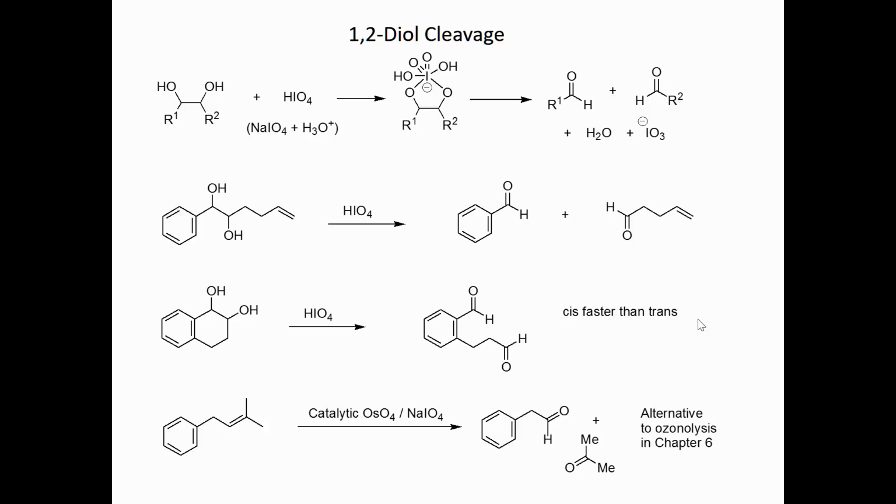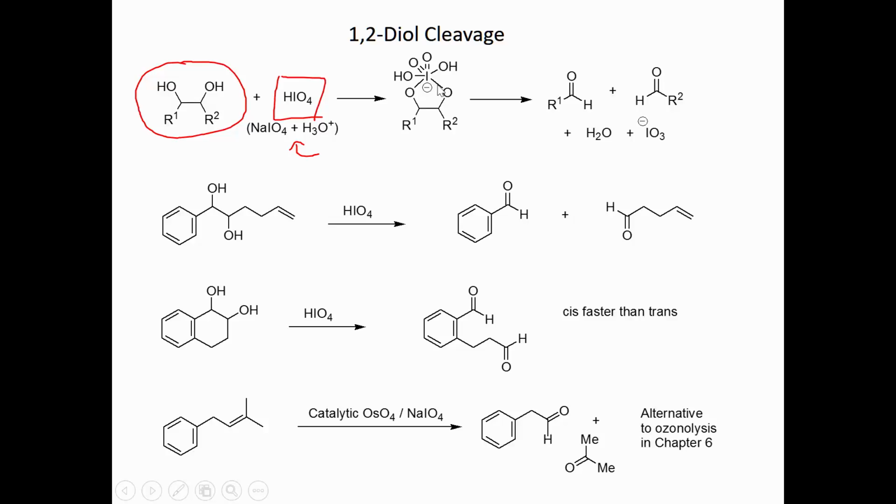This is called 1,2-diol cleavage. It's only the second reaction we've had that cleaves a carbon-carbon bond, the first one being ozonolysis. Okay? All right, so if we take a 1,2-diol like you see here, and we treat it with this molecule, periodic acid, or sometimes you're just going to see it as sodium periodate and something acidic added to the solution, we're going to first make this hypervalent iodine type ester derivative that you see right here.